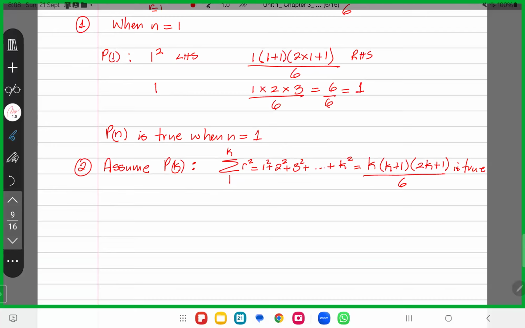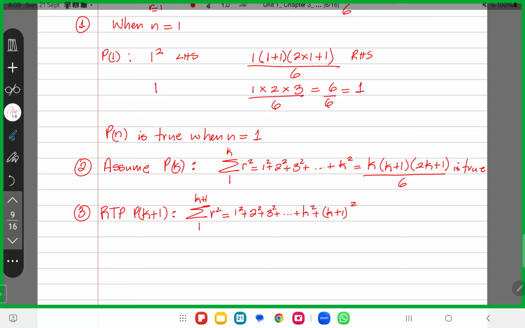Now, the third thing we're going to do is that I'm now required to prove that Pk plus 1, so now n is k plus 1, which is asking me to sum the square of the counting numbers from r is equal to 1 to r is equal to k plus 1 of r squared, which is equal to 1 squared plus 2 squared plus 3 squared plus, up to k squared plus k plus 1 squared.